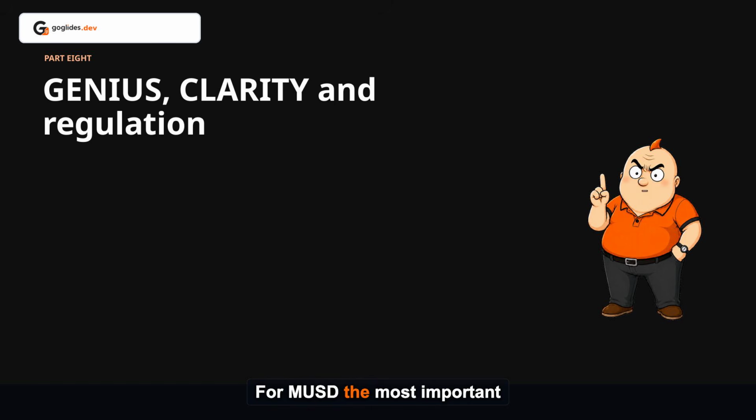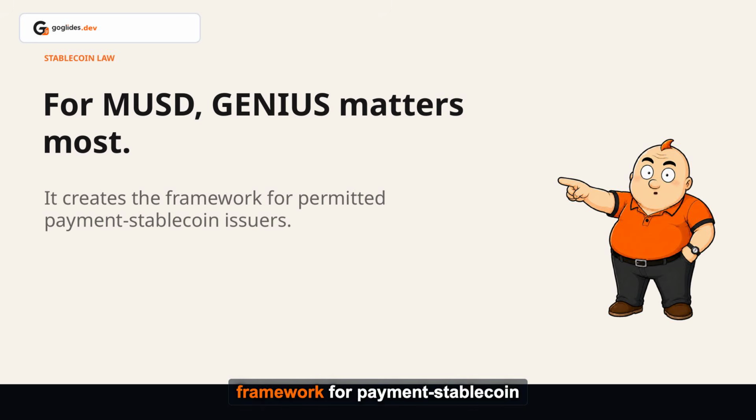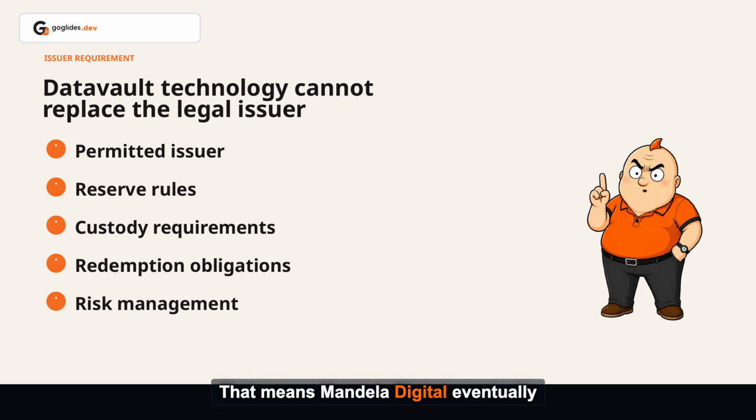For MUSD, the most important U.S. law is the Genius Act. The Genius Act created a framework for payment stablecoin issuers. In general, only permitted issuers can issue payment stablecoins in the United States. The rules cover areas such as reserve assets, redemption, custody, audits, risk management, and supervision. That means Mandela Digital eventually needs a permitted issuer or a qualifying arrangement with one. Datavault's technology cannot replace that legal entity.